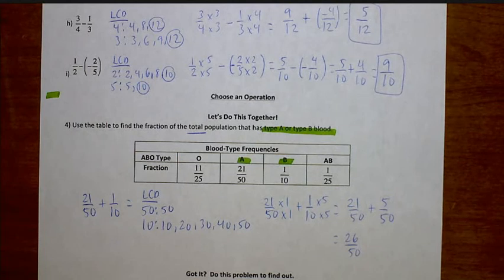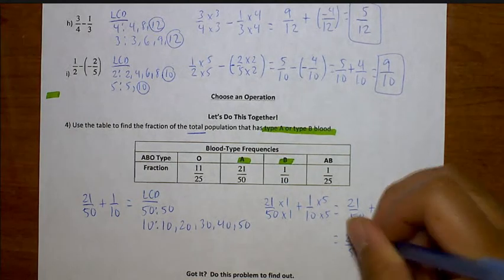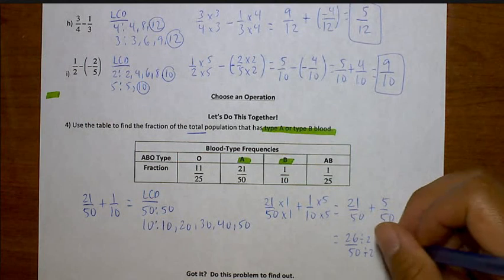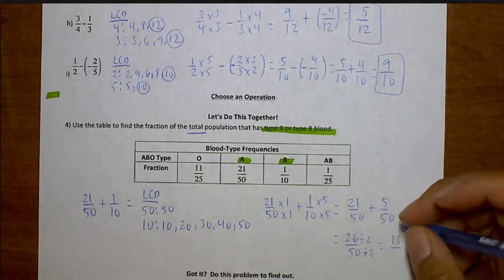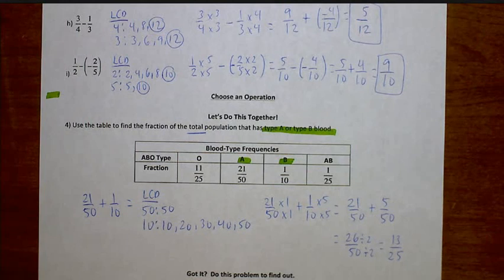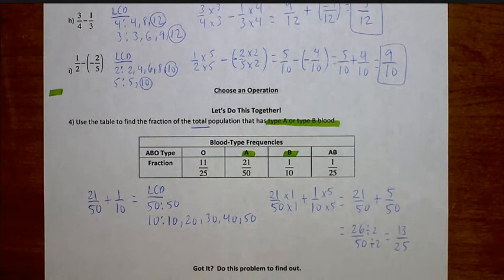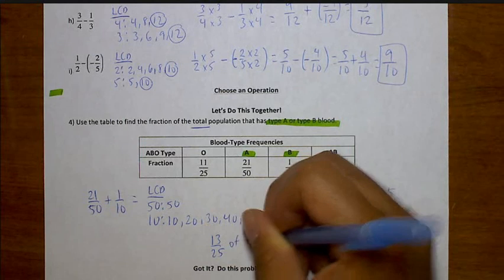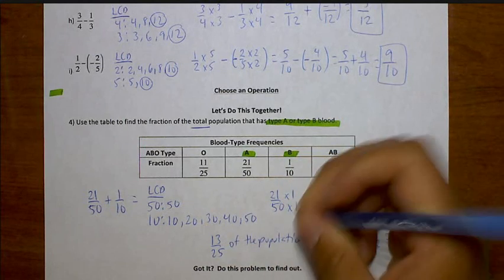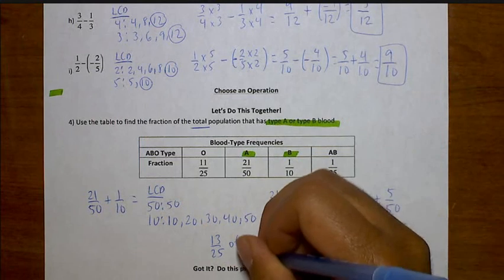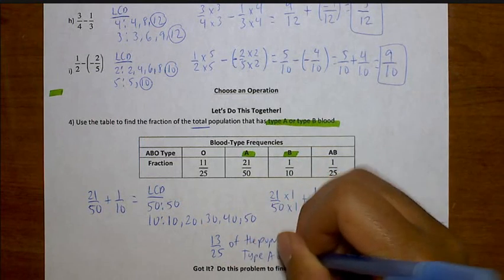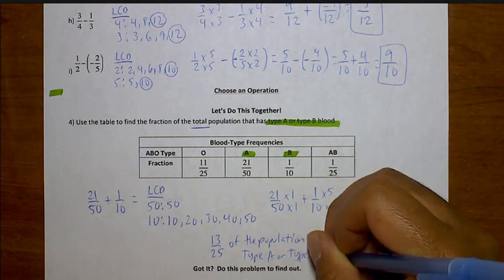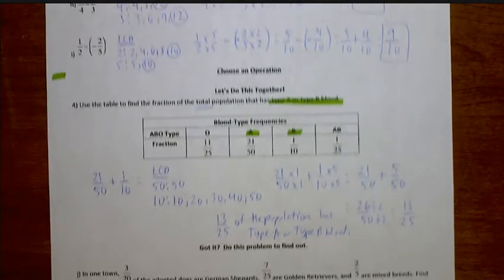All right, now that you paused the video, let's go ahead and answer this together. In one town, 3/20ths of the adopted dogs are German Shepherds, 7/25ths are Golden Retrievers, and 2/5 are mixed breeds. Find the fraction of the adopted dogs that are either Golden Retrievers or mixed breeds. So once again, there's extra information here that we don't need. All it's asking us to do is to find the fraction of adopted dogs that are either Golden Retrievers or mixed breeds. Since it can be either breed, we want to add. So we're going to take 7/25ths, because that's for Golden Retrievers, and we're going to add 2/5, which are the mixed breeds.